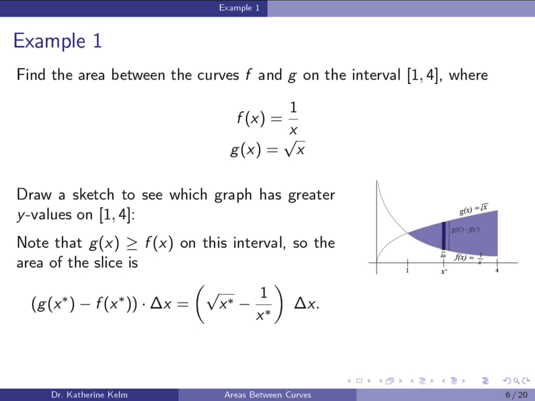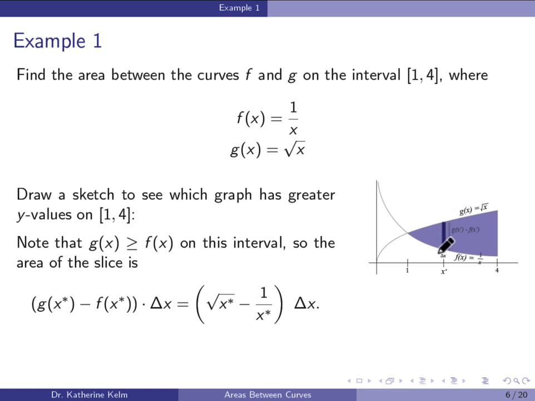So sure enough, if we remember what these graphs look like, here is the curve square root of x, and here is 1 over x. They actually intersect at x equals 1. We'll have to talk about that in a later example. But between 1 and 4, we can see that g of x is actually above f of x.